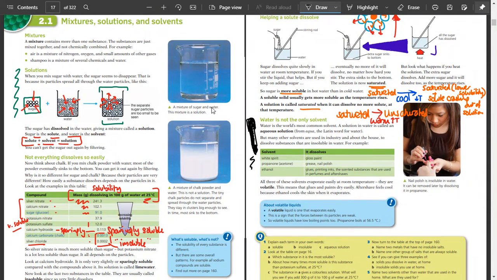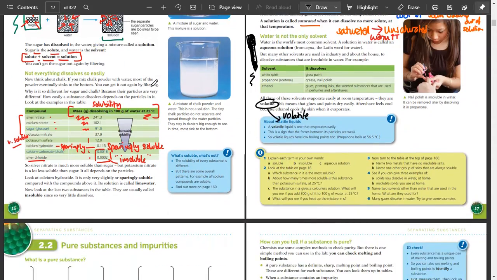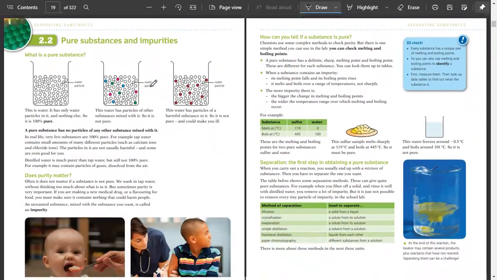These solvents tend to be quite smelly. They will turn into a gas very easily. Ethanol is used, for example, in perfumes and aftershaves. So the name that's given to liquids that turn very easily into gases at room temperature is called volatile. So we can talk about volatility. So they can evaporate easily.